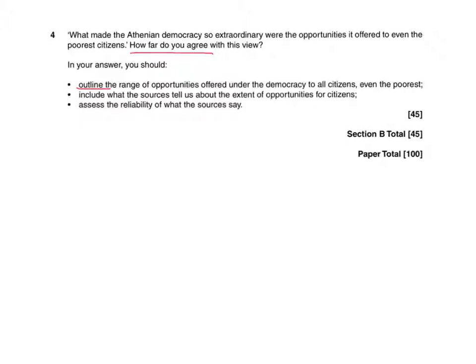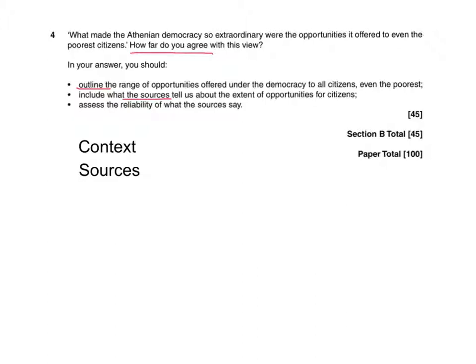Outline is all about giving information, telling them what you know about this topic. In this case, it's the opportunities offered to the poorest citizens. So we might call this context. The next bullet point requires you to include things that the sources tell us. So it's very vital that you actually refer to the sources on the specification. This doesn't just mean the writers, but actually some material within the sources.